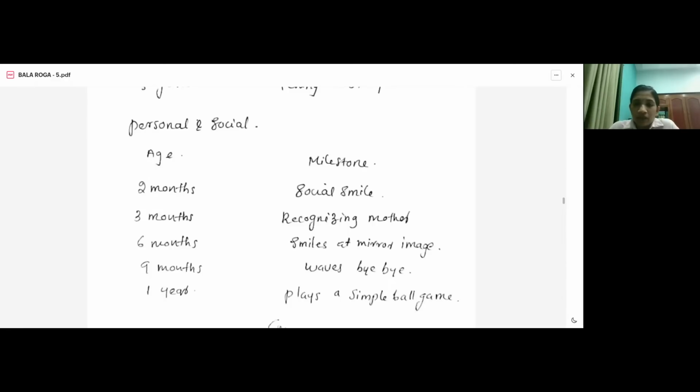And in the 3rd month, he recognizes his mother, and in 6 months, smiles at the mirror image. In the 9th month, he waves bye-bye. He will say bye-bye in the 9th month. And in 1 year, he plays a simple ball game. These are the personal and social development of the baby.